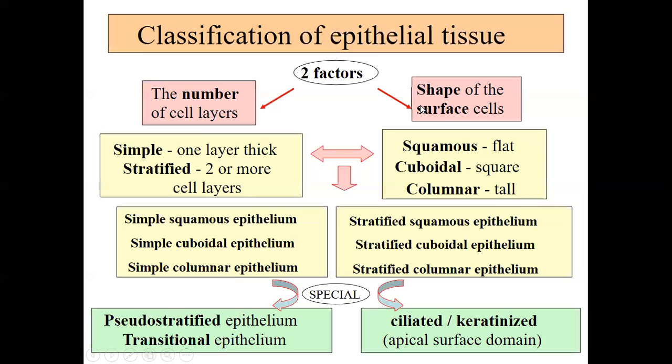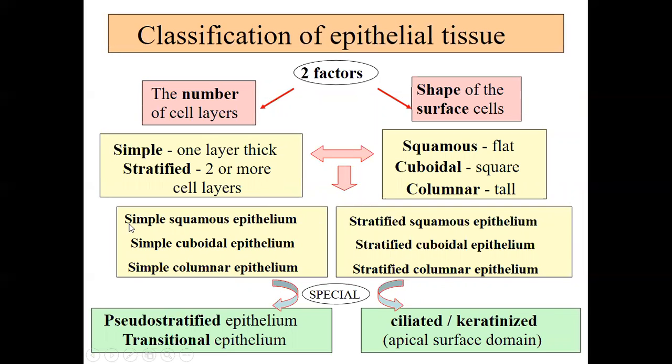And in terms of the shape of the surface cell, it can be squamous, or flat cell, cuboidal, where the shape of the cell is square, and columnar, where the cell usually has a tall or rectangular shape. Okay, so these two components can be combined, and then they lead to these types of epithelium. So you can see here, we combine these two components together.